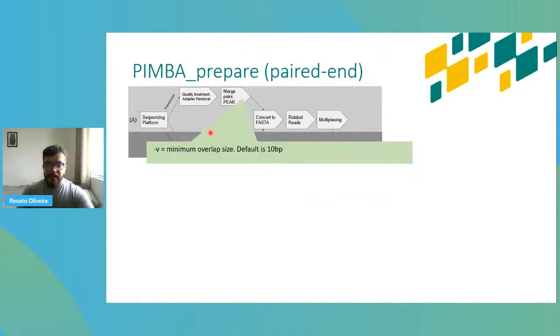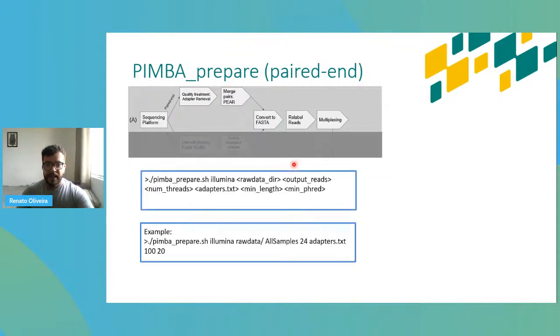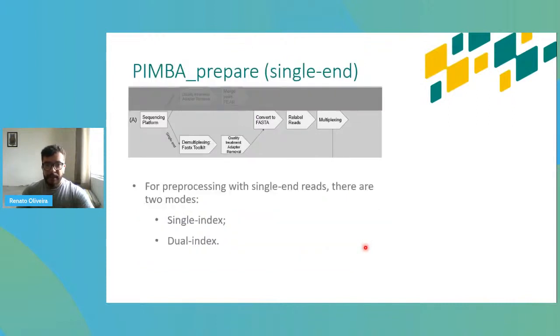And this high quality data will be mini-assembled by PEAR. So PEAR will take each pair of reads to perform a mini assembly using another of these pairs. And there are some other parameters that you can define, for example, the name for the output file and the number of threads that you want to use. This is an example of the command line that you could use with PIMBA Prepare to analyze a paired-end dataset.